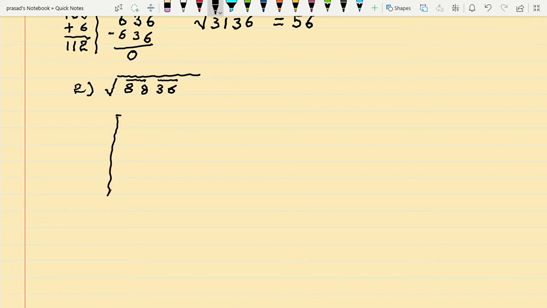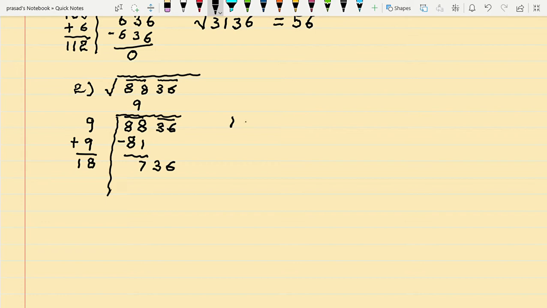Now first group is 88. So which is the nearest perfect square to 88? That is 9. 9 square is 81. So first divisor is 9 here. Quotient is 9. So I am subtracting 81. So here I will get 7. So I will add the quotient to the divisor. So 9 plus 9, 18. And get the next group down, 36. So to 18, suffix a number and multiply by same number.